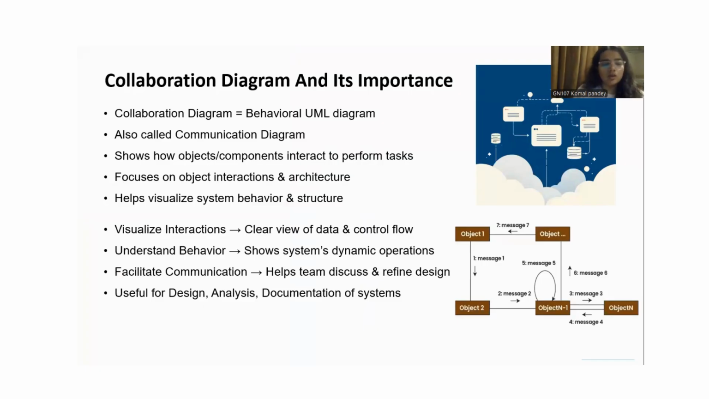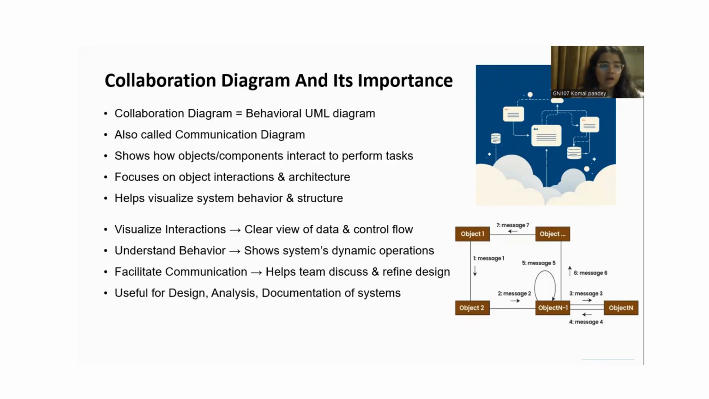So imagine you're working in a team building a software system. Everyone has their own module, like the database, the user interface, or the login system. How do you know who talks to whom and in what order? This is where the collaboration diagram comes into play.